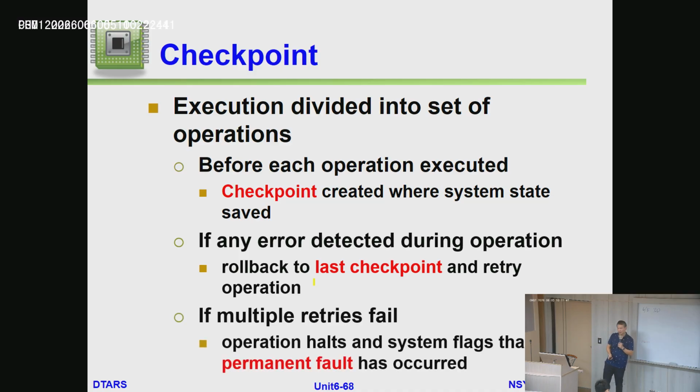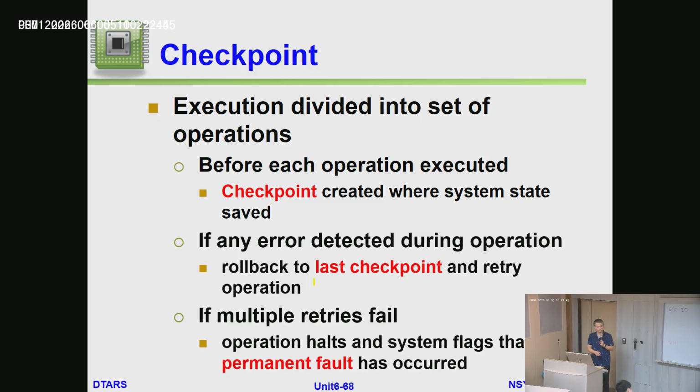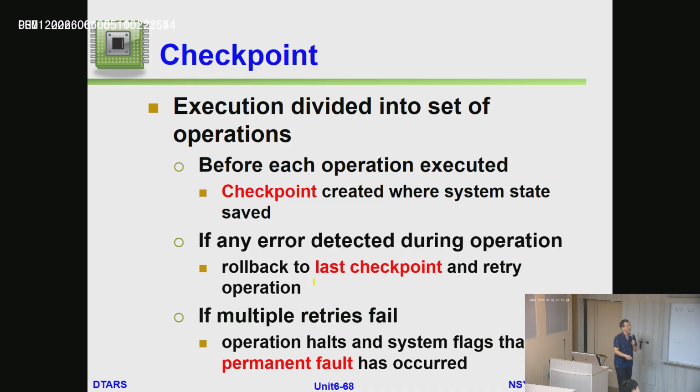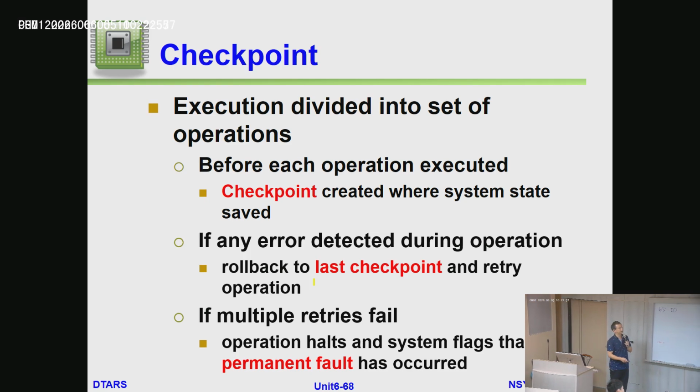And if there are multiple tries, but you don't see it is successful, then it means that your system has a very serious permanent fault. So you need to halt the system and try to do some repair. So that is the idea of the checkpoints.